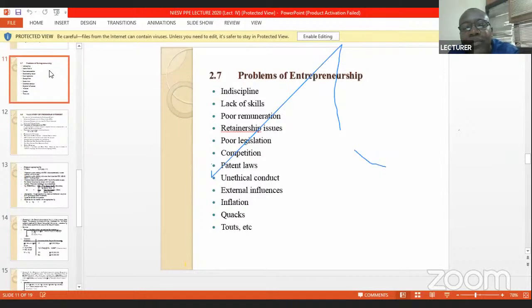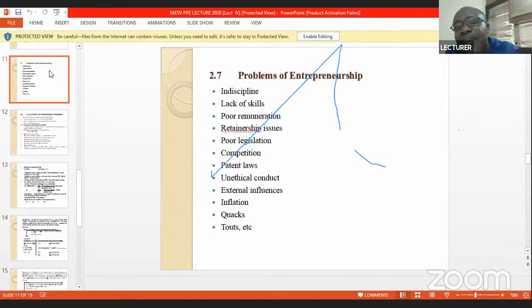The next one, poor remuneration. This one is very serious. I'm also guilty of it. When you work in a firm of estate surveyors and valuers, some valuers still pay their workers 10,000. Some don't even pay. They give you 5,000 and tell you you are in the field. We expect you to be making something. And when you make something, they will start shouting, you are doing business outside. Poor remuneration is a very serious problem.